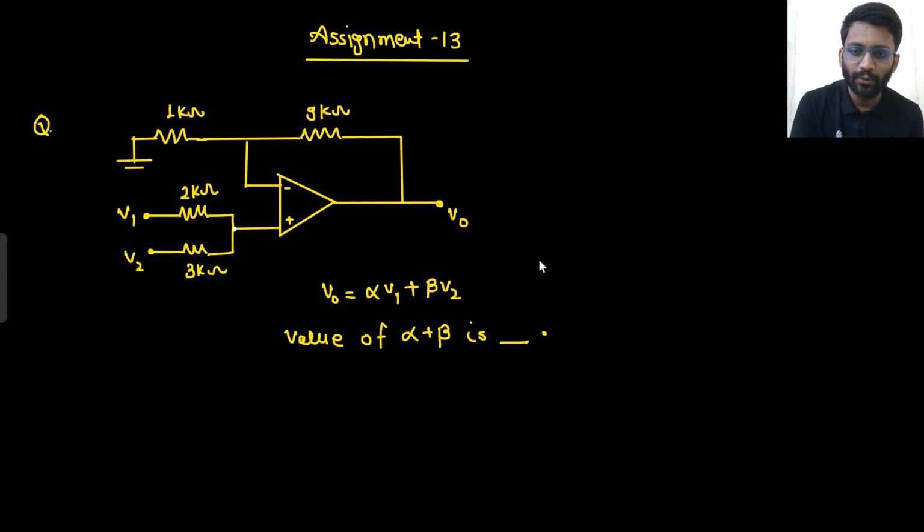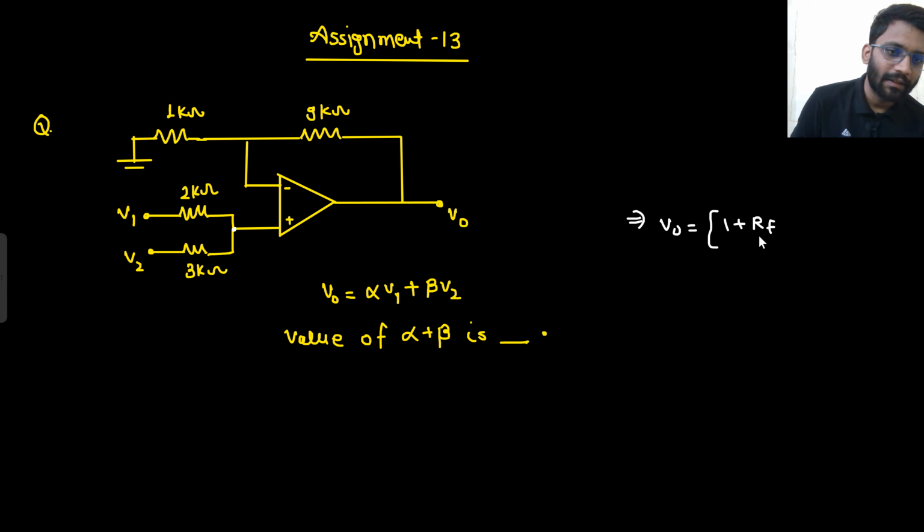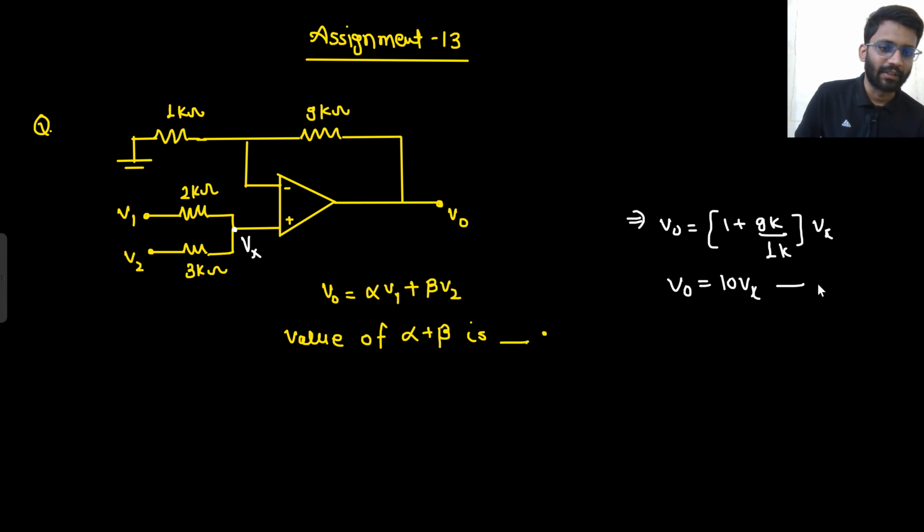What we need to do is find the value of V naught. So what will be your V naught? V naught will simply be 1 plus RF by R. What is RF? RF is 9 kilo, 9 kilo by R. What is R? R is 1 kilo. Into the potential, V positive. What is the potential of V positive? Let's consider that is Vx. So your V naught will be 10 times Vx. This will be your V naught. Now your target is to find the Vx potential.